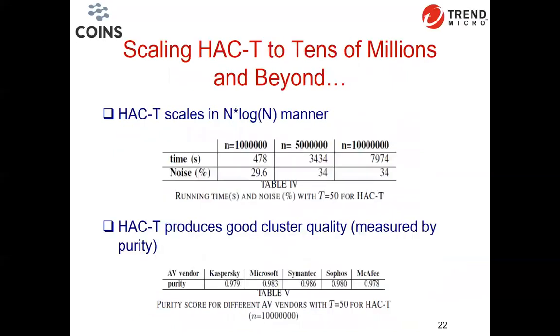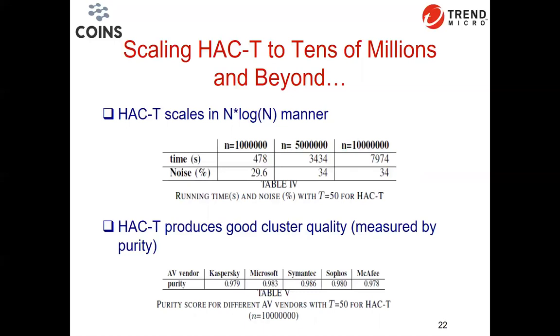Next, we discuss scaling it to tens of millions of samples. In table 4, we vary n, the number of samples, between 1 million and 10 million. And we see that it scales pretty well. It can cluster 1 million samples in under 10 minutes, 5 million under 1 hour, and 10 million in a little bit more than 2 hours. Here we made the choice T as 50, which is a compromise to account for both trade-offs. We want to cluster as many samples as possible, but we still want to have good cluster quality.